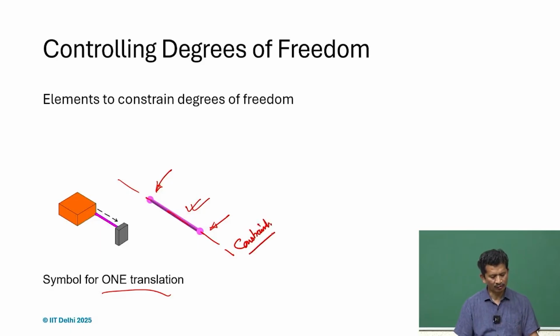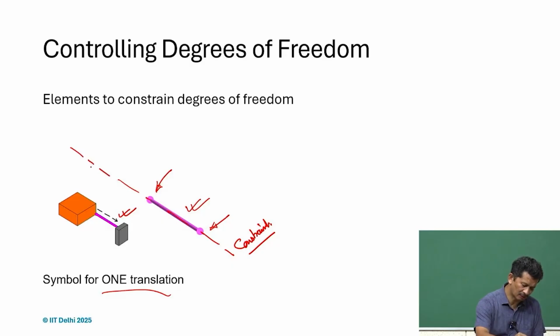This will be the general approach, and usually the notation to show one linear constraint is a dashed line with one arrow. In this case, if it's along this line, we can use the dashed line with the arrow. So it's a constraint line, constraint direction, and one translation. That's how we are going to show it.